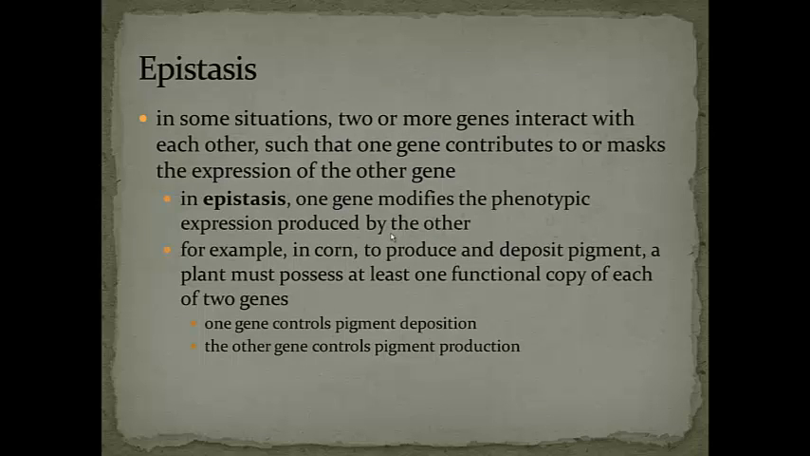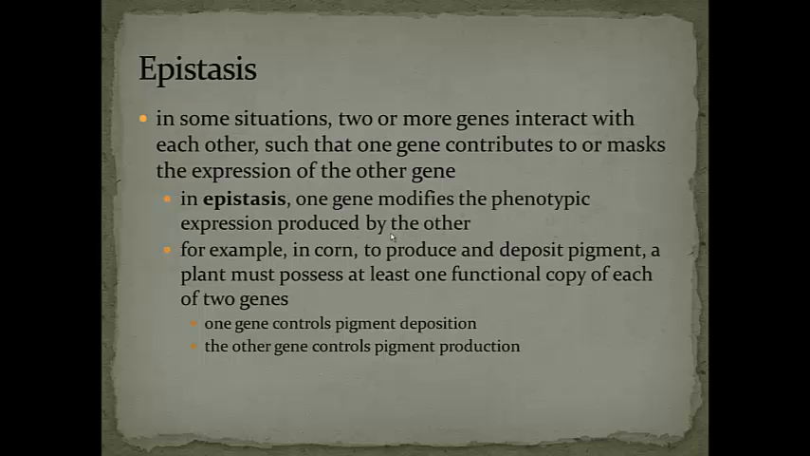Something else I want to note, and the textbook doesn't touch on it at all, is epistasis, where basically you have 2 or more genes, and they both have to be homozygous or heterozygous dominant. They all have to be dominant for any of them to be expressed.